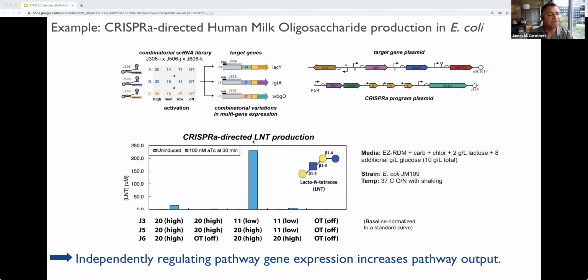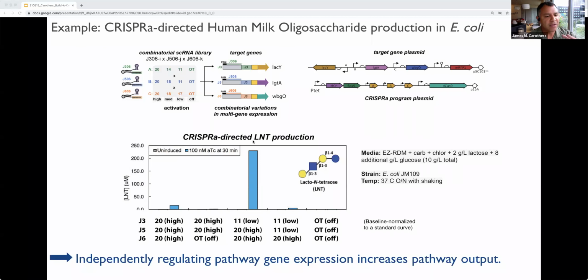But these are unconjugated complex glycans. They have functions like prebiotics, anti-adhesives, antimicrobials, but they're notoriously difficult to synthesize at scale using traditional organic chemistry. So that makes them potentially good targets for development of bio-based production systems.